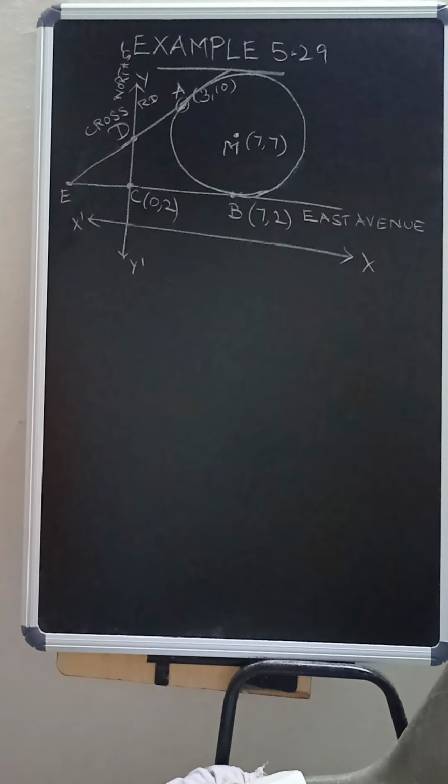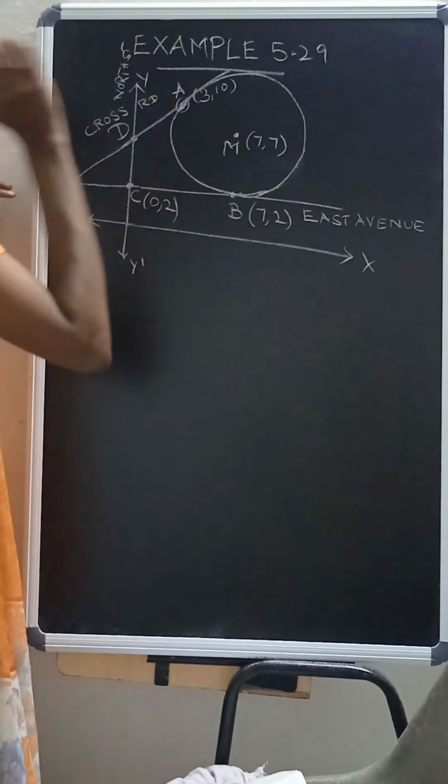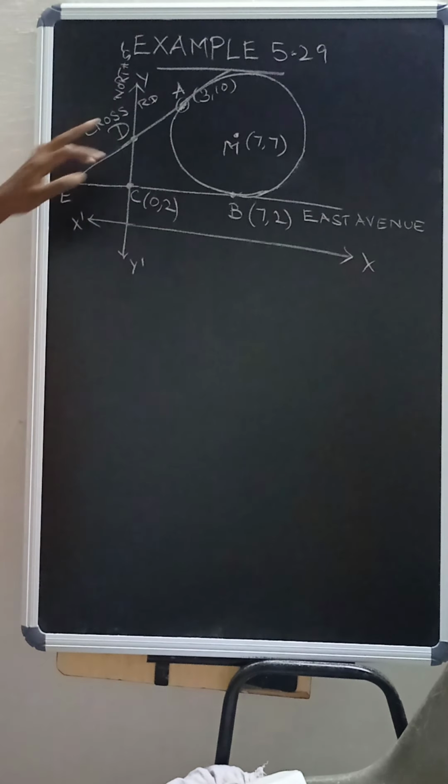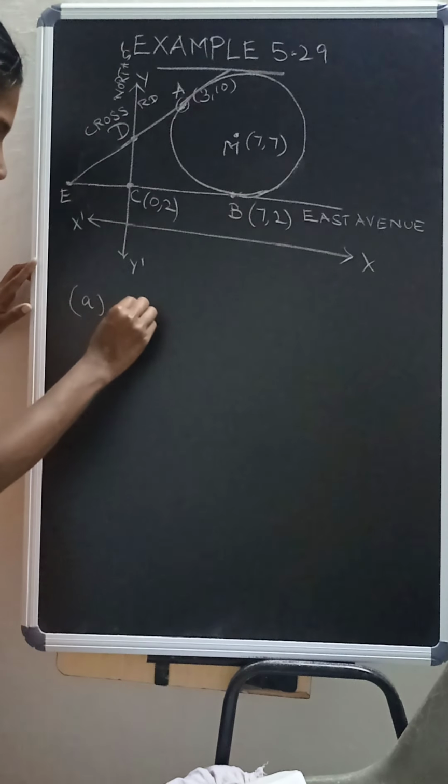AD is tangential to the circular garden at A (3, 10). So this is the tangent line to this circle at the point A (3, 10). Using this figure, find the equation of East Avenue, North Street, Crossroad. Then B part of the question, where does the Crossroad intersect the East Avenue and North Street? Now we will solve one by one. Now A part, first one.